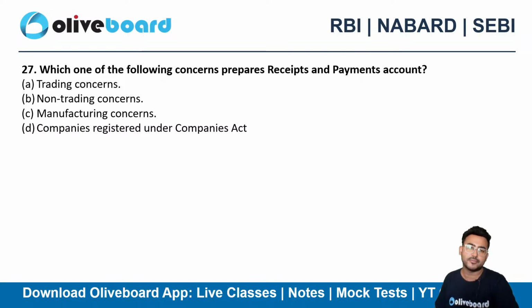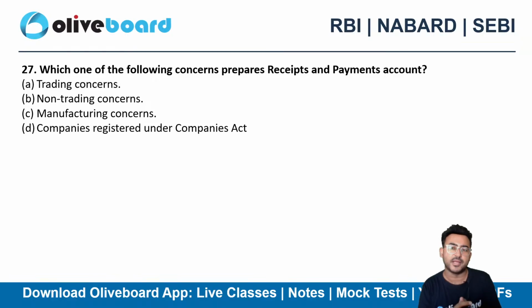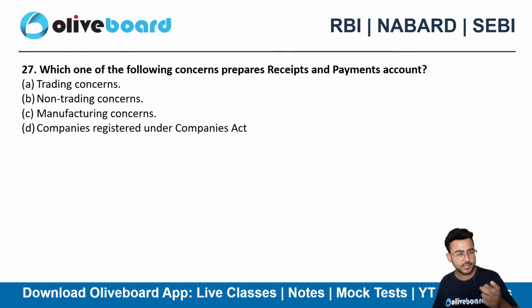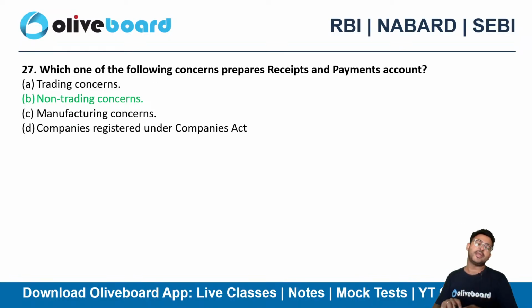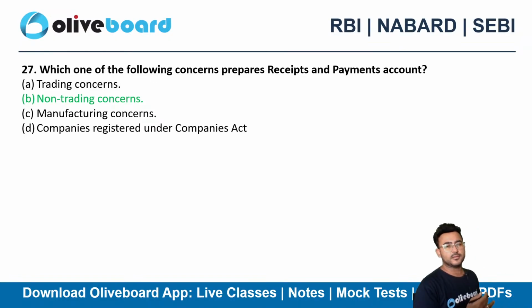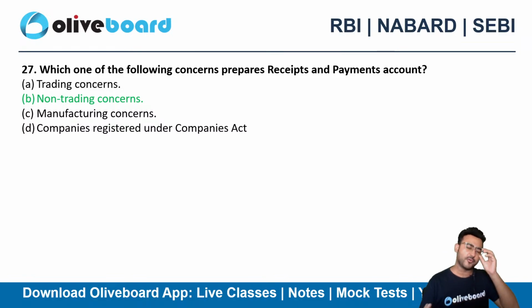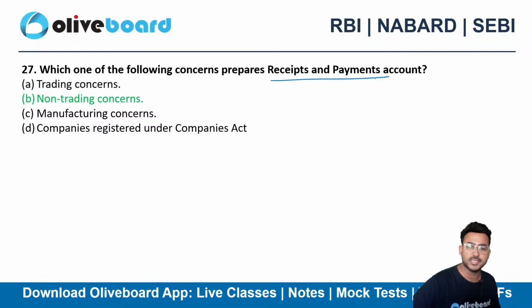Next is, which of the following concerns prepare the receipt and payment account? Trading concern, non-trading, manufacturing, or companies registered under the Companies Act. The correct choice here is non-trading concerns. Okay, trading concerns are not preparing the receipt and payment account. Basically, not for profit organizations are only preparing your receipt and payment account and income and expenditure account.